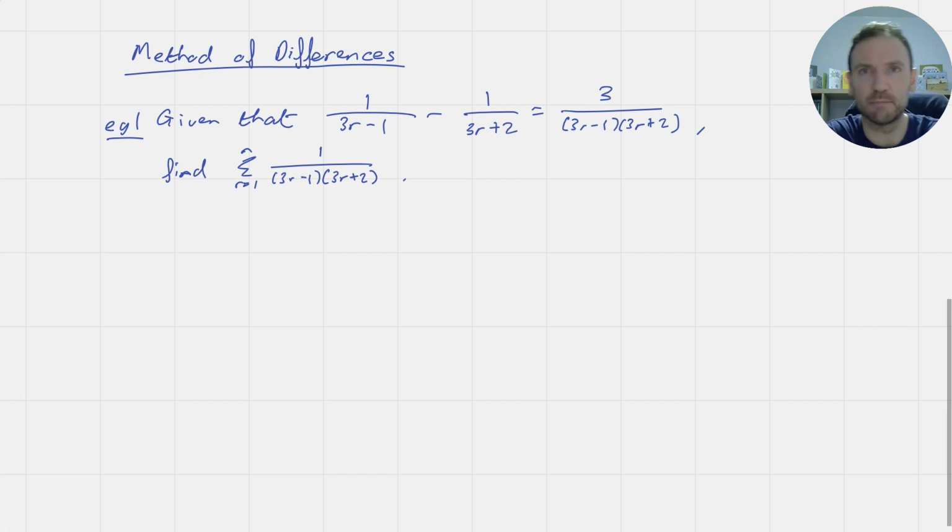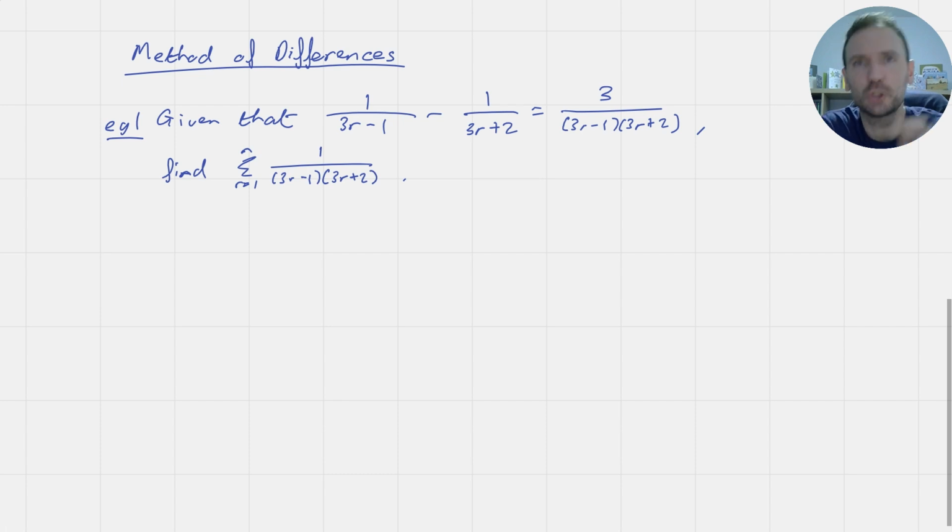So in this first example, I've given you this fact that when you do these fractions 1 over 3r subtract 1, subtract 1 over 3r plus 2, and write as a single fraction, you get 3 over that combined denominator, 3r minus 1, 3r plus 2. And I'm asking you to use this result to find the sum from r equals 1 to n of 1 over 3r minus 1, 3r plus 2.